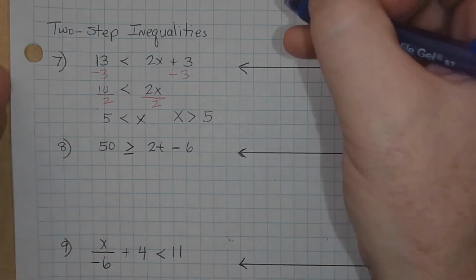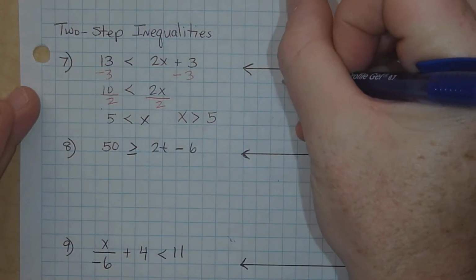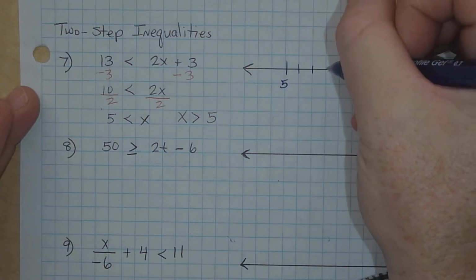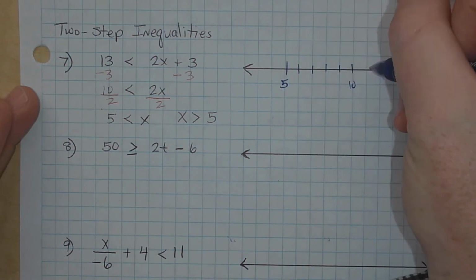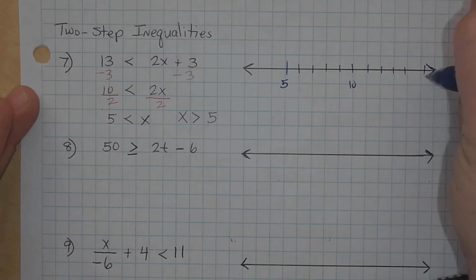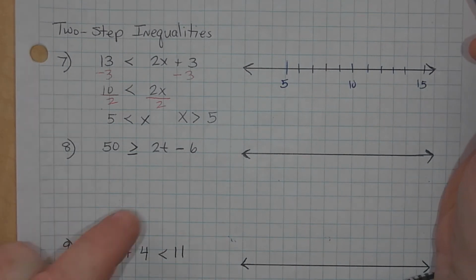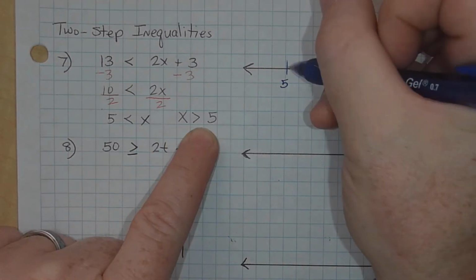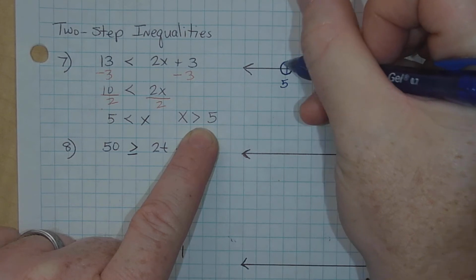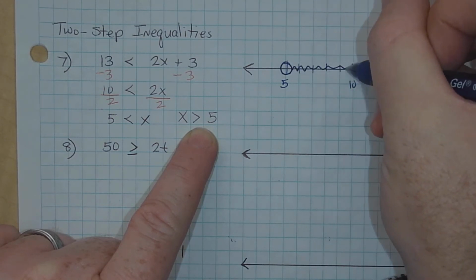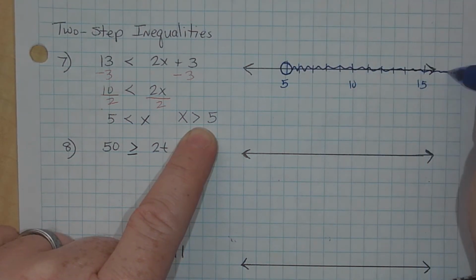So we're going to graph that. So 5 is here, 6, 7, 8, 9, 10. 11, 12, 13, 14, 15. Okay, open circle, because 5 cannot be greater than 5, so it's not part of the solution, but everything to the right can be part of the solution.